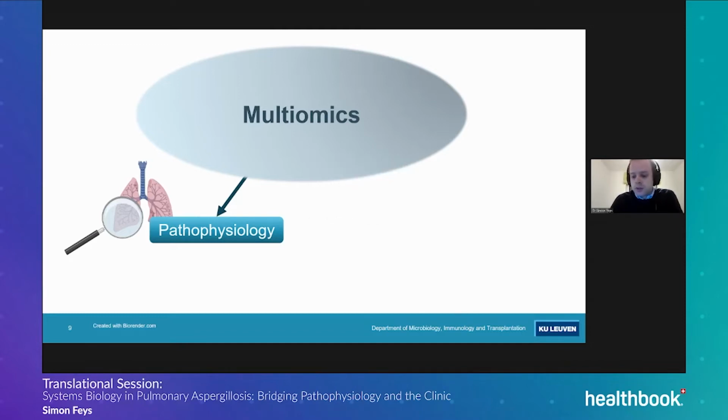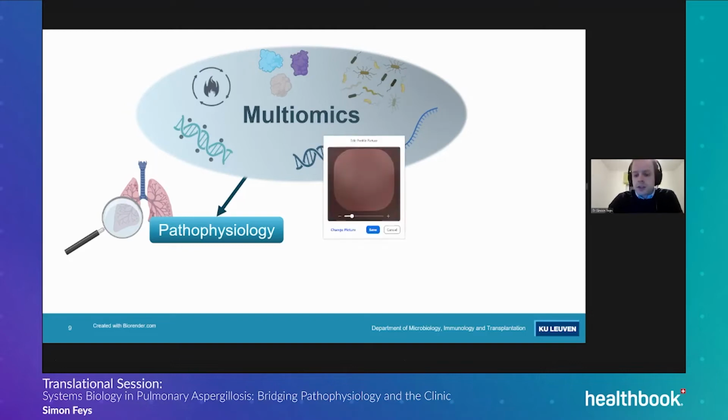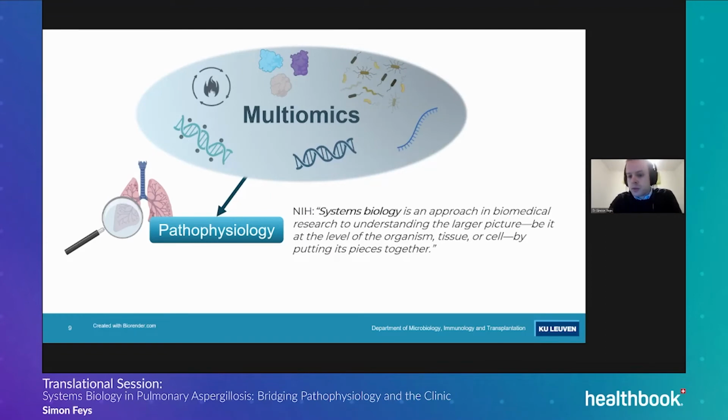Some examples of omics are genomics, perhaps the most well-known, transcriptomics, looking at the transcriptome in patients, proteomics, looking at the different proteins that are there, epigenomics, metabolomics, looking at the metabolites, or microbiomics when looking at the microbiome. So that is beyond the host even. When we integrate these multi-omics together, when we put these pieces together, we get systems biology, in which we try to get a better understanding of the larger picture.